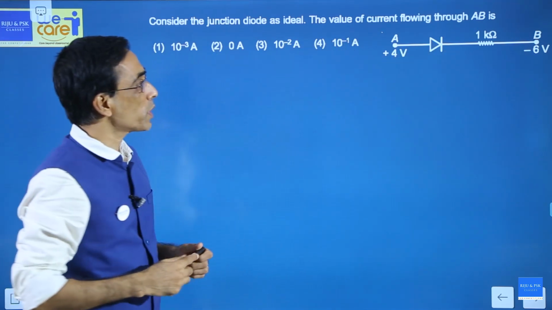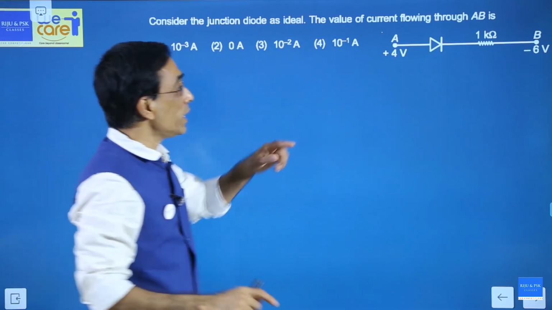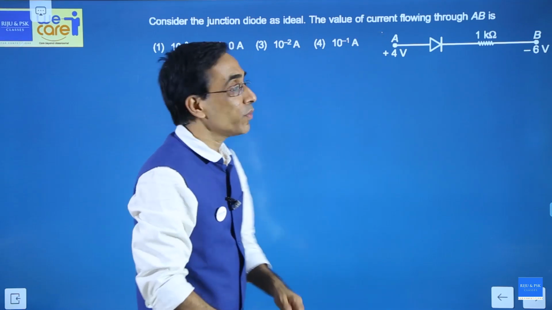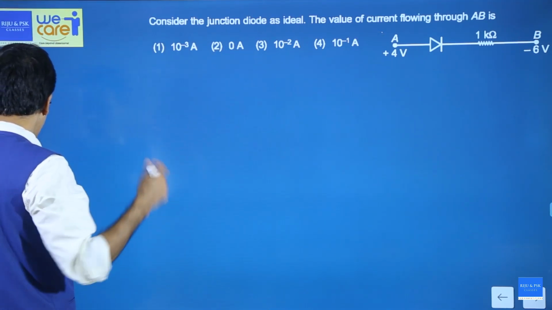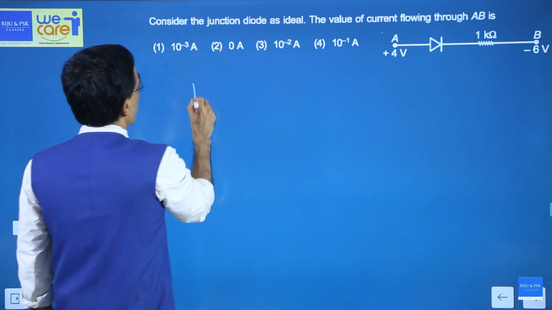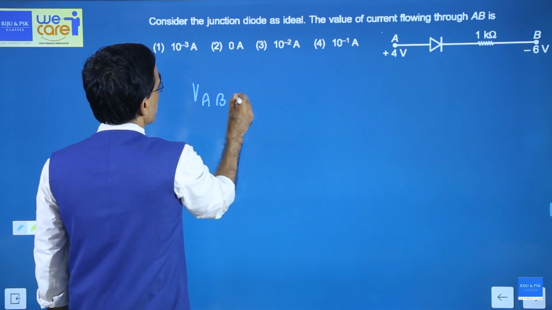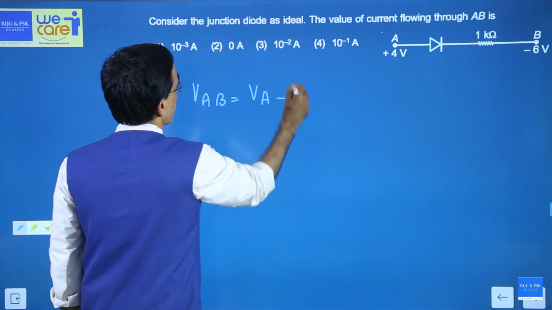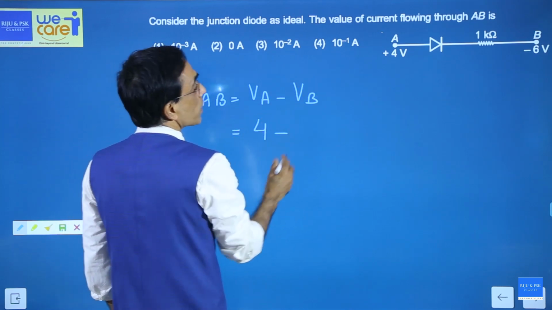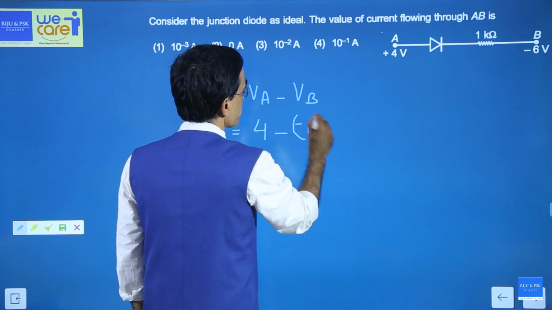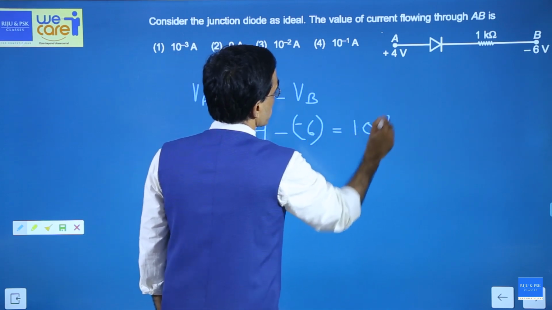What is potential difference between A and B? VAB equal to VA minus VB. See, you don't need this mathematics, you can simply visualize and get the answer, but I will say the potential difference VAB is nothing but potential at A minus potential at B. What is potential at A? It is 4 minus, what is potential at B? Minus 6. This will give you 10 volt.